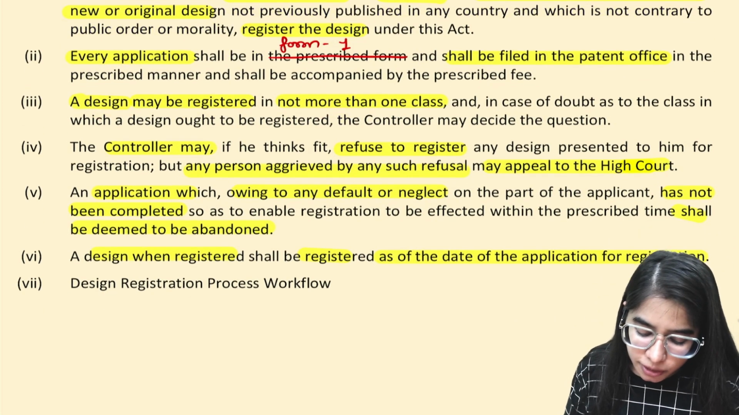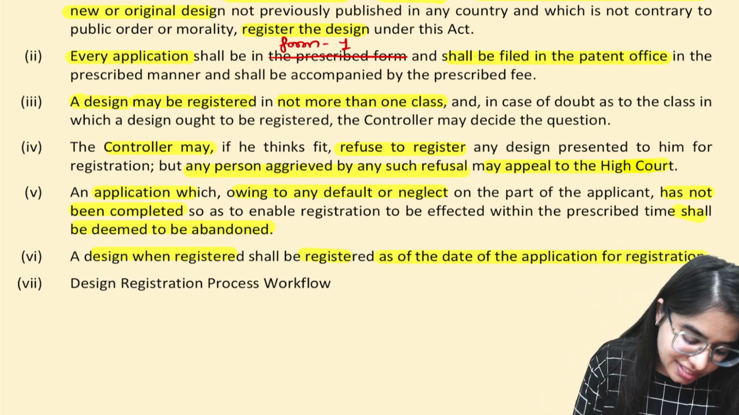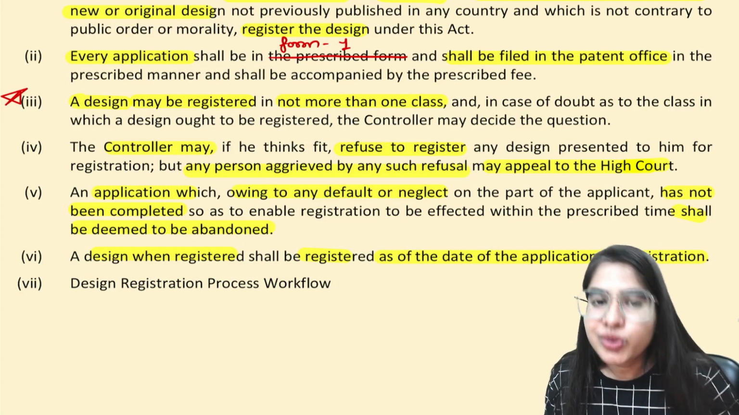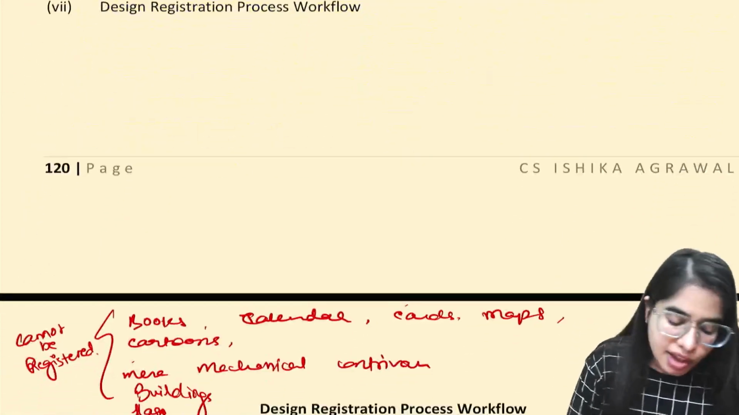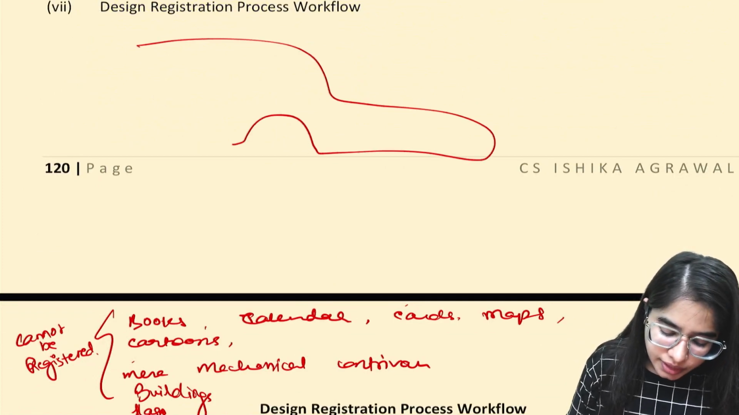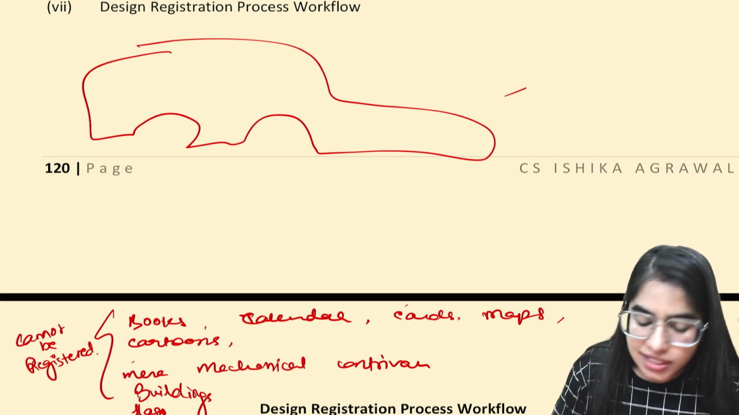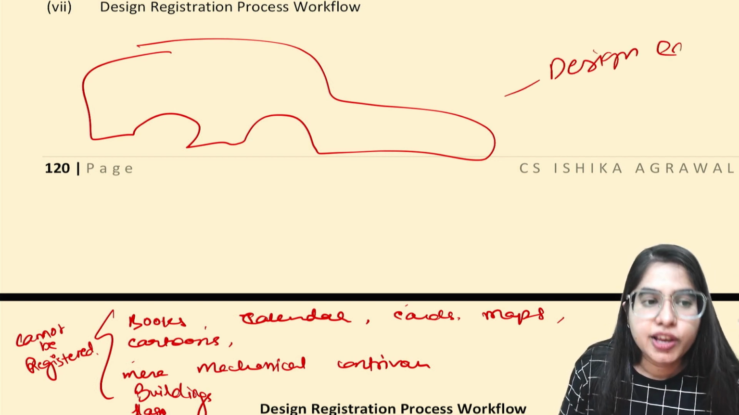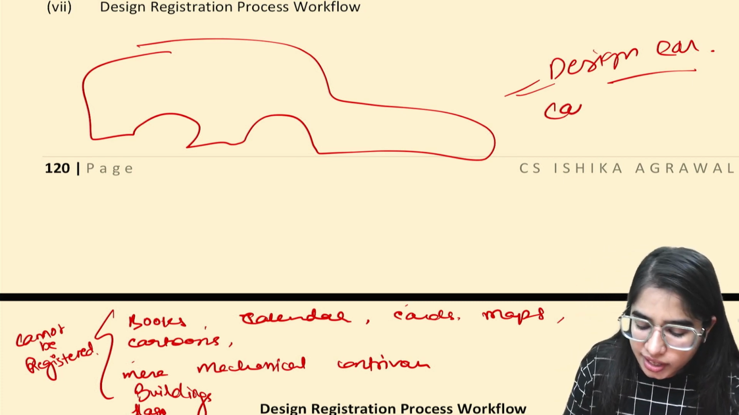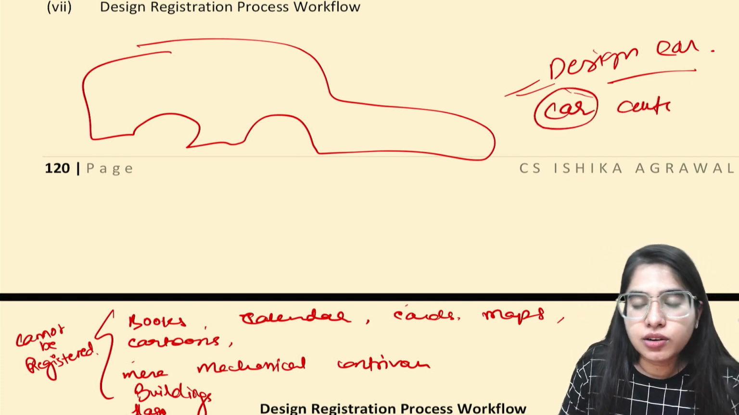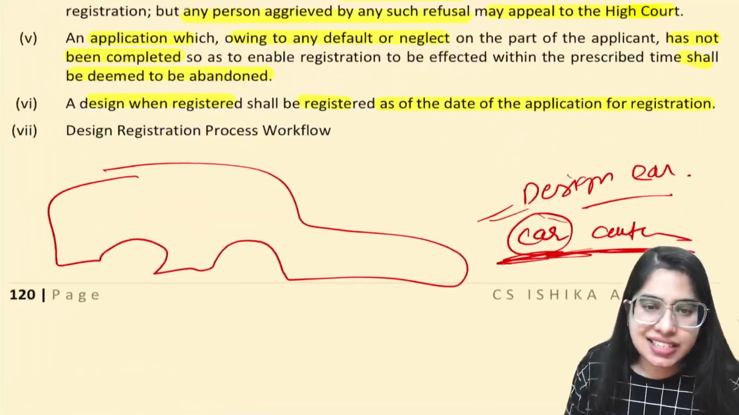And a design may be registered in not more than one class. This is very important. You can put a star mark. A particular design, you can register in only one class. For example, I made a car. I made a unique design car. Now I want to register this design for the car. So I can register this design only for one class of product, for example, the automobile category, the car category. For the car category, I registered this design.